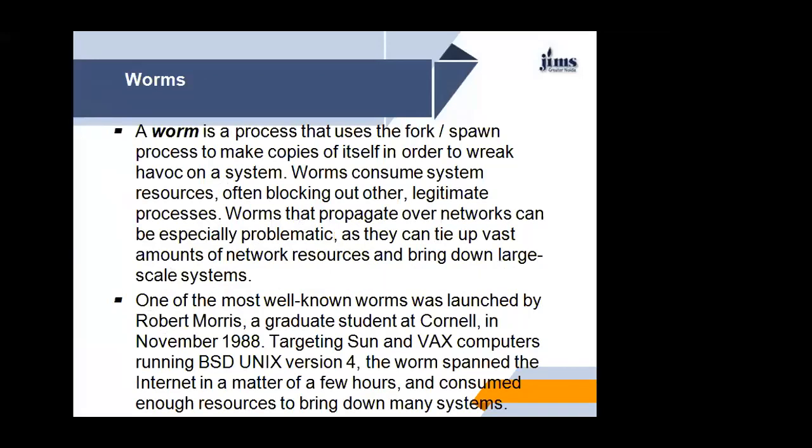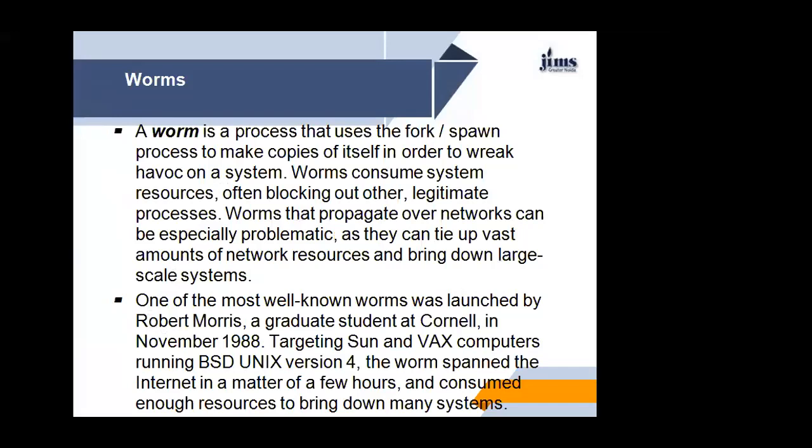A worm is a process that uses the fork and spawn processes to make copies of itself in order to wreak havoc on a system. The worm is creating its own processes. So as you know, in the Unix system, we are using the fork process to create the new process. So a worm is also creating its own processes. Worms consume system resources, often blocking out other legitimate processes.